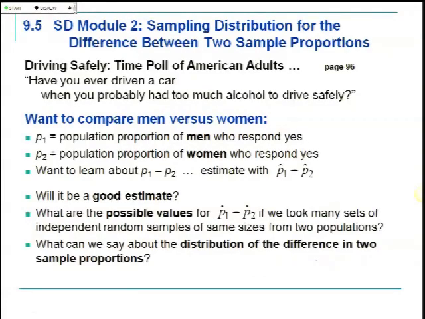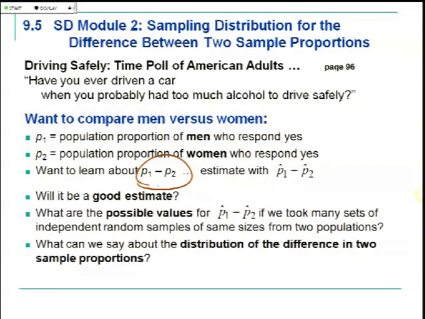The data that we actually will look at today is a result of a Time poll that was conducted on American adults, asking them, have you ever driven a car when you probably had too much alcohol to drive safely? We're interested in comparing these rates for men versus women. p1 happens to be the proportion then for all men who would say yes. p2 represents that population rate for all women. I want to learn about the difference in the true rates.